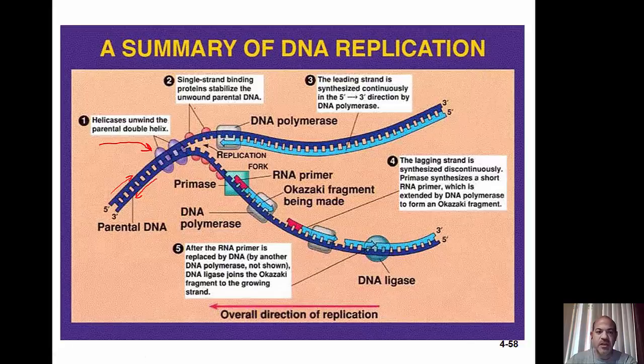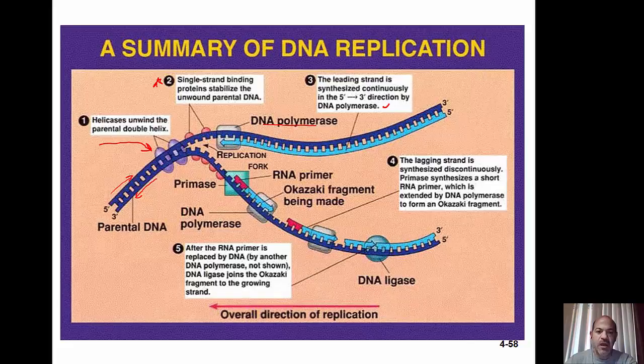There are going to be some other proteins which you won't be responsible for on my exams, but these help to stabilize or keep the strands apart. Otherwise, they'd want to come right back together. In the third step here, the leading strand, which is going to be the top strand, is going to be synthesized continuously in the 5 prime to 3 prime direction by DNA polymerase. The thing about this DNA polymerase is it can only add new nucleotides to the free 3' end.